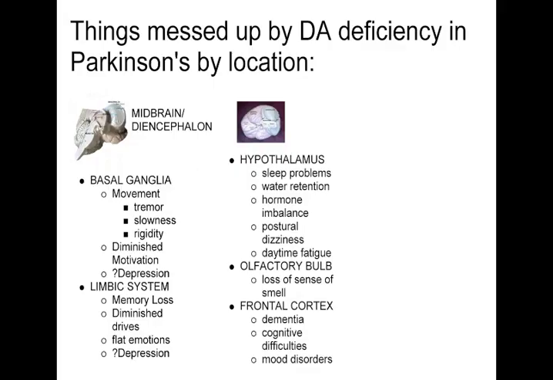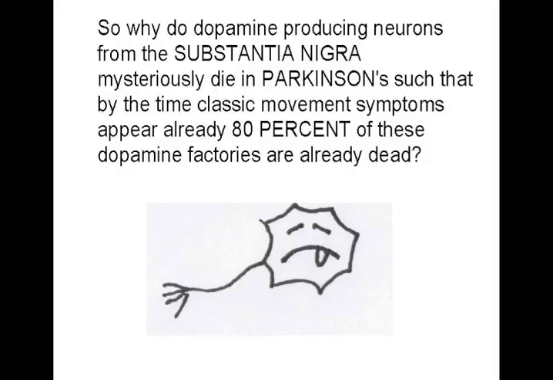This is a summary of the things that are deranged in Parkinson's disease. What I want to demonstrate is that Parkinson's disease is not just a disorder of movement where the basal ganglia are just involved, involving tremor, slowness, rigidity, diminished motivation, but there's also many other things which you see listed here, and you can stop the tape and look at the individual things. But just to say that many of the symptoms of Parkinson's are non-movement symptoms.